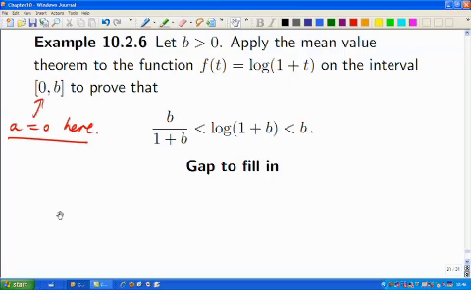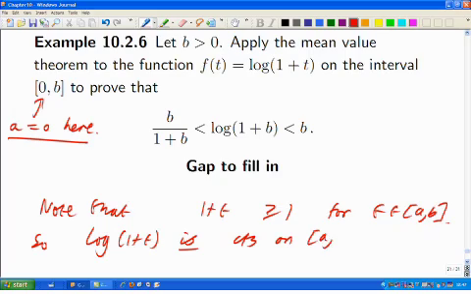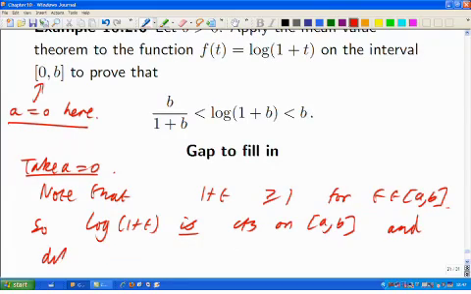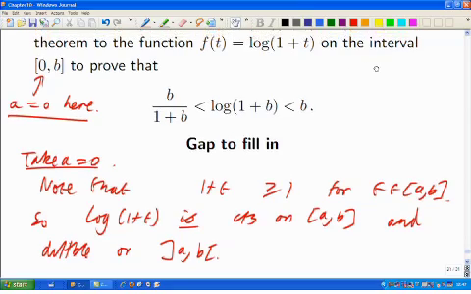So let's start by noting 1 plus t is greater or equal to 1 for t in ab. So log of 1 plus t is continuous on ab. And of course, we take a equals 0 here. It's continuous on ab and differentiable on the open interval as required. So this is f of t, of course.